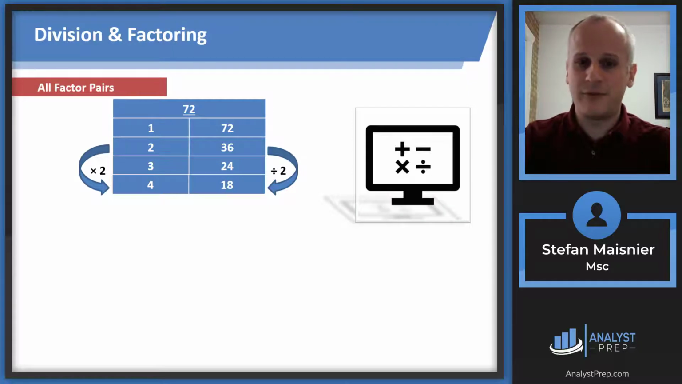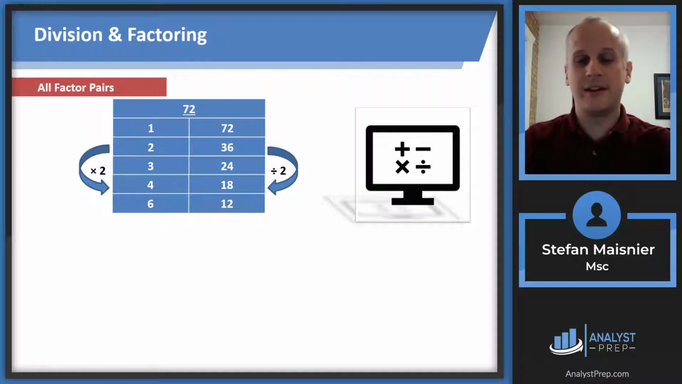Now, 5 we can see will not go into 72 because it does not end in a 0 or a 5, but 6, because 3 goes in an even number of times, is going to go in exactly 12 times, because 6 is twice 3, and of course, we saw that both 2 and 3 work here. Now, 7 will not go into 72 because 7 goes into 70 10 times, remainder of 2, so that's not going to be a viable factor.